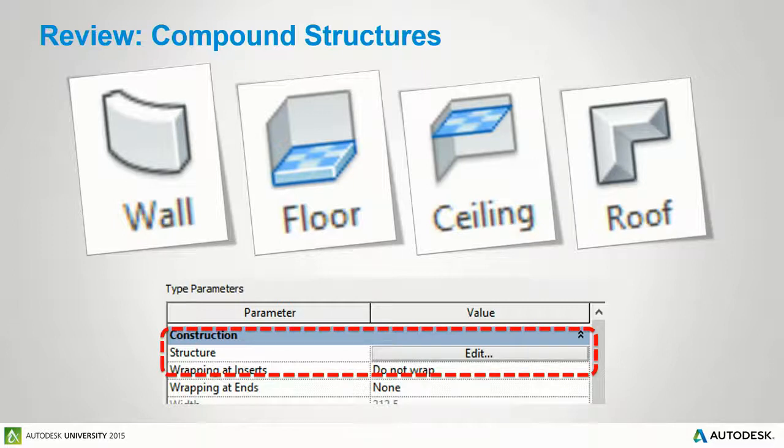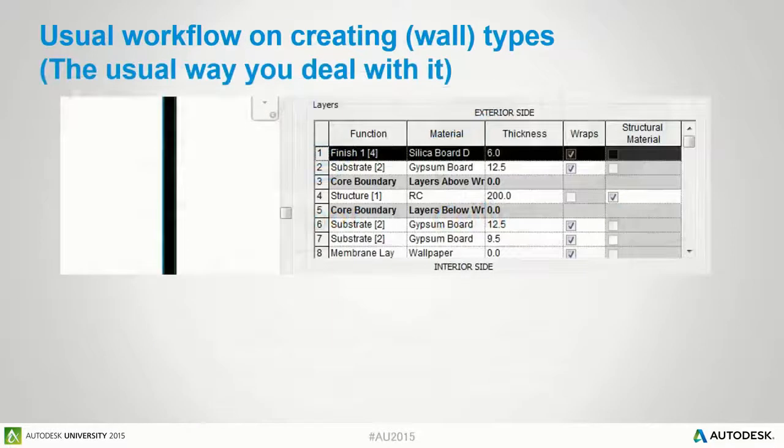So compound structure is a property that exists in walls, floors, ceilings, and roofs, and you can access it with the Edit Type button, and you can see it under the Constructions group. So you know that already. So here is the image of the window when we enter the compound structure property. Here you assign the layers and the materials and all the functions and their thicknesses. You do this every time you want to define a configuration example of a wall type.